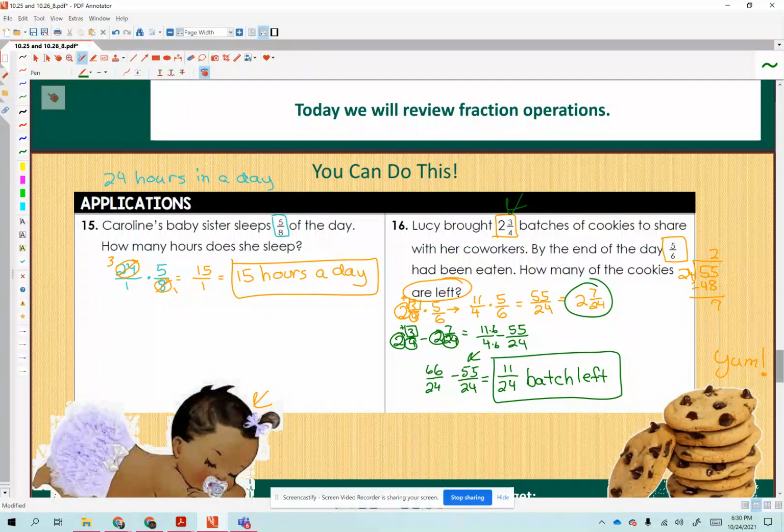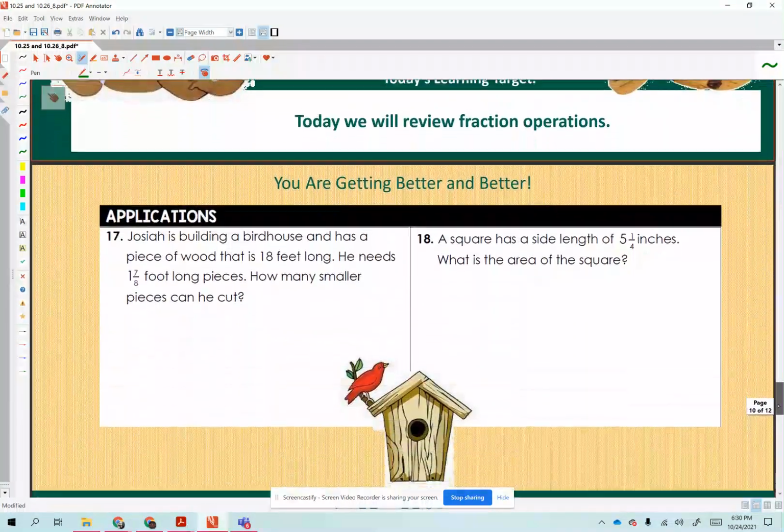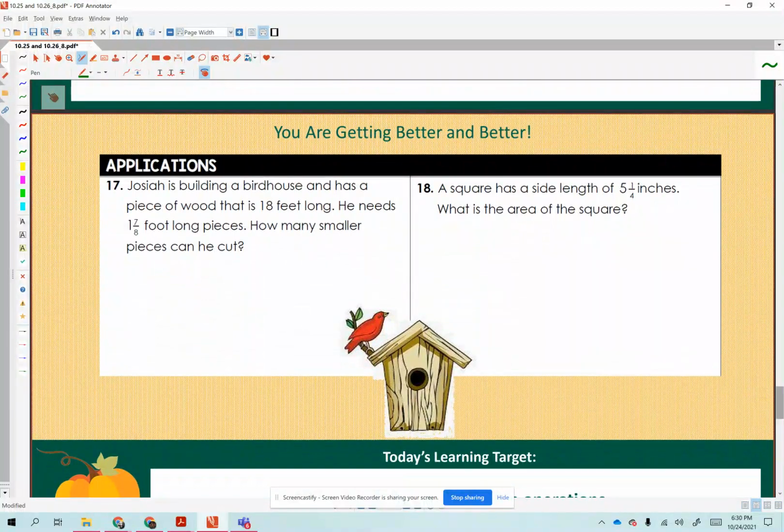Okay, let's see what we have next. Looks like we have, I guess, 4 more problems. We've got a birdhouse, and then we've got a square. So the birdhouse problem first, Josiah, and if you can't read a name, you can always just say J. Josiah is building a birdhouse and has a piece of wood that is 18 feet long. He needs 1 7/8 foot pieces. How many smaller pieces can he cut?